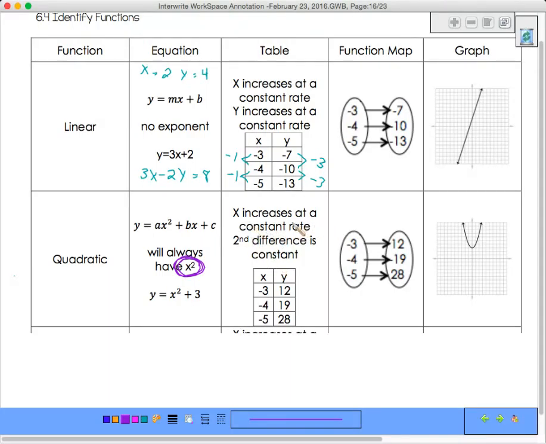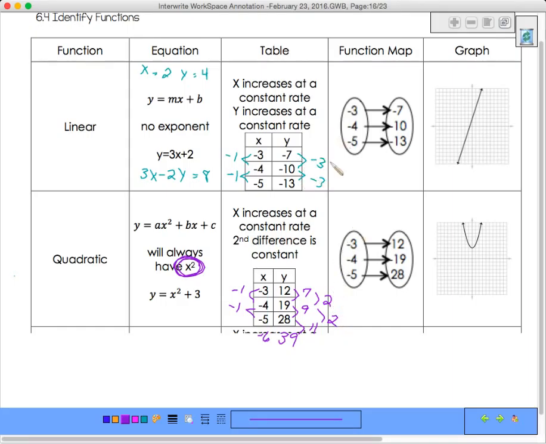Then, if x is increasing at a constant rate, but the second differences are consistent. So x goes up by a constant rate. Look, we're going down 1, down 1. But y does not. So from 12 to 19, that's 7. From 19 to 28, that's 9. And then we actually need to add an ordered pair here. So the next one down would be negative 6 and 39, just to see what's going on here. So here that's 11, difference of 11. Then the second difference is from 7 to 9, that's 2. From 9 to 11, that's 2, so those are the same.